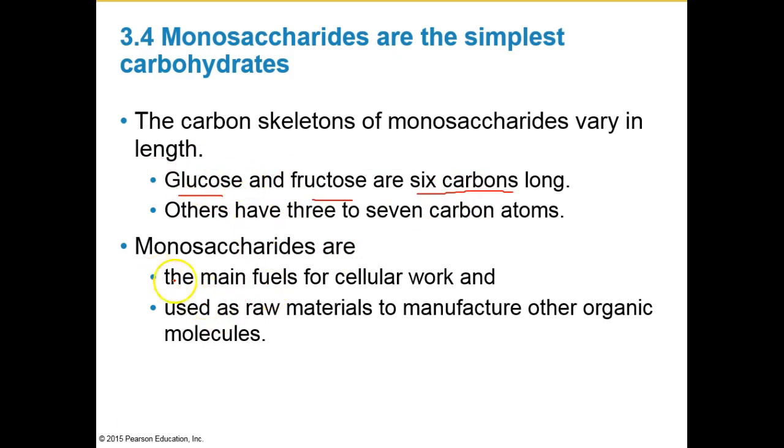Glucose is fairly easy. Okay, so monosaccharides, again a one sugar, are the main fuels for cellular work, and we'll get into that later on. These are used as raw materials to manufacture other organic molecules. These are the things that really we use for everything else.